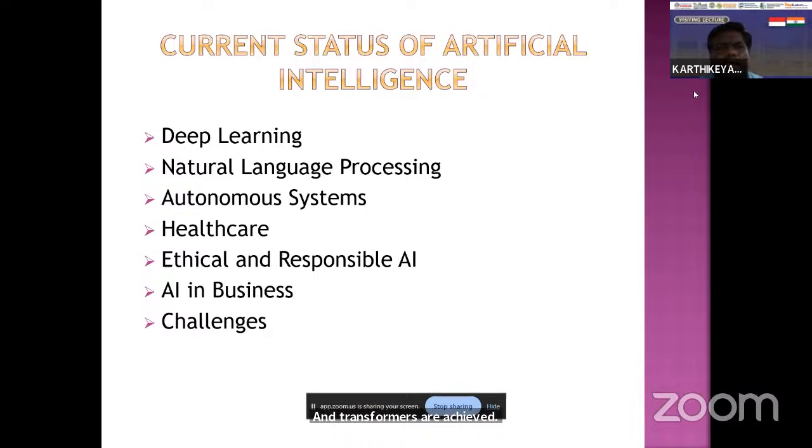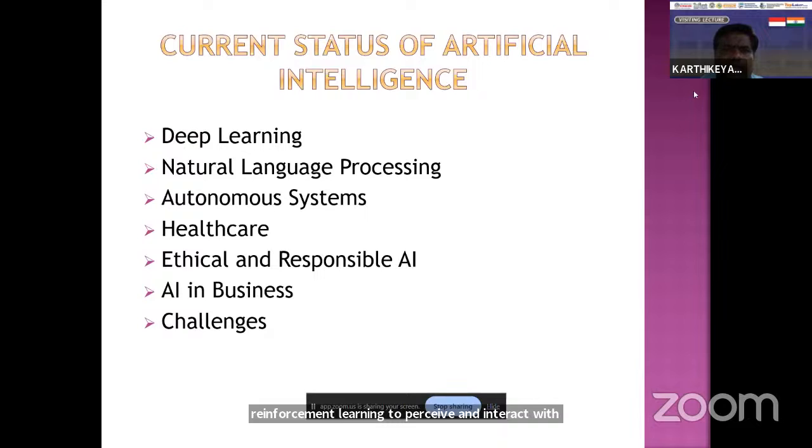And the next current state of AI is natural language processing, that is NLP. This is used to improve language understanding capabilities. And the third current state of AI is autonomous systems, including self-driving cars, drones, and robots. These use techniques like computer vision and reinforcement learning to perceive and interact with the environment.